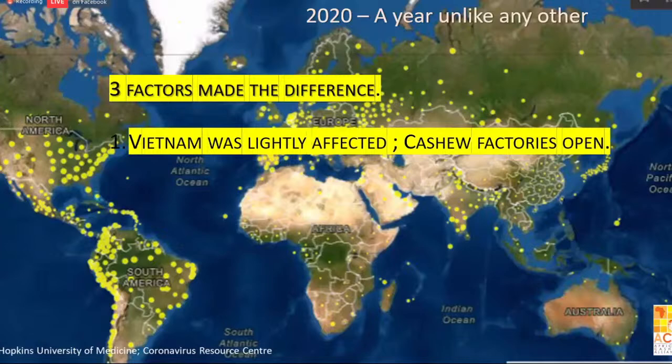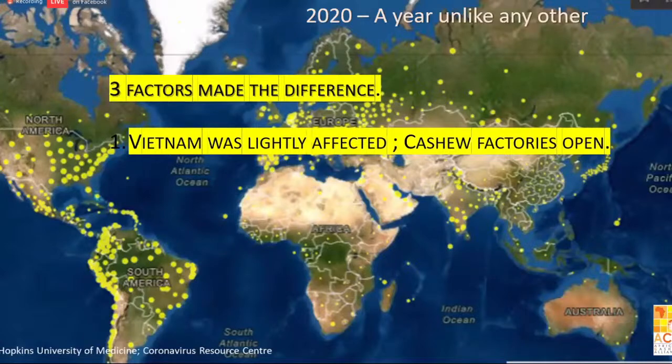Imagine, if you will, a situation where Vietnamese cashew factories were closed this year. If, for example, the Vietnamese cashew factories had been in the difficult position that the Indian cashew processors found themselves, there would likely still be 1 million tons of RCN left in Africa.